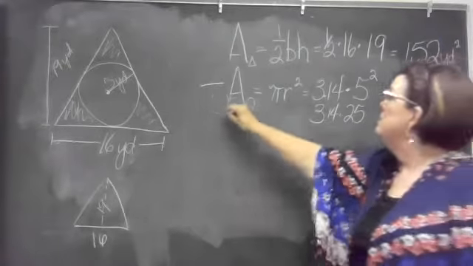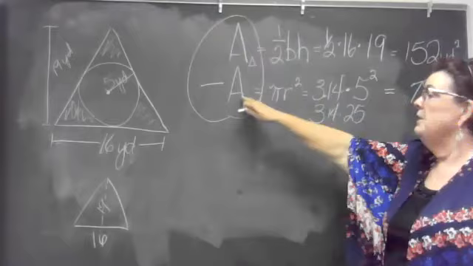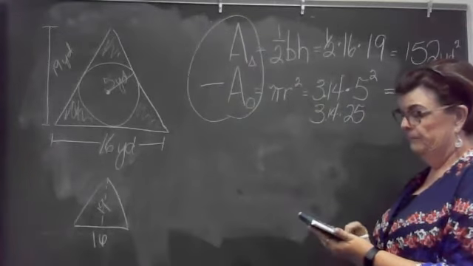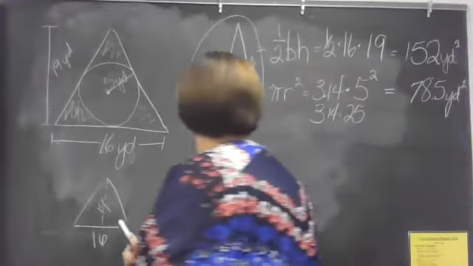And then what was our plan? See, always make a plan. We said when we have this and when we have this, we're going to subtract the two. So we're subtracting 78.5 from 152.